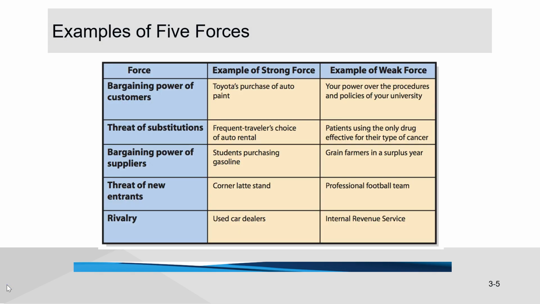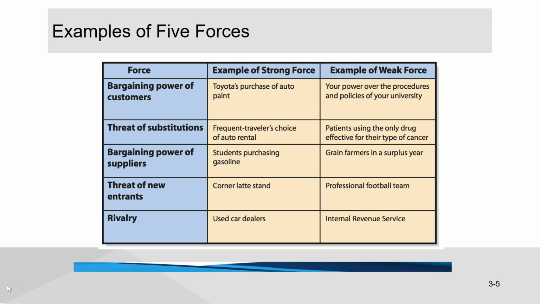Here are some more examples from our book of Porter's 5 forces. The bargaining power of customers is strong in Toyota's purchase of auto paint. If people don't want lime green cars, then Toyota won't really produce lime green cars. So the bargaining power of customers is pretty high there. An example of the weak bargaining force for customers would be our power and procedures over the policies of our university. We don't, as students, really have much say in how much tuition is, for example.